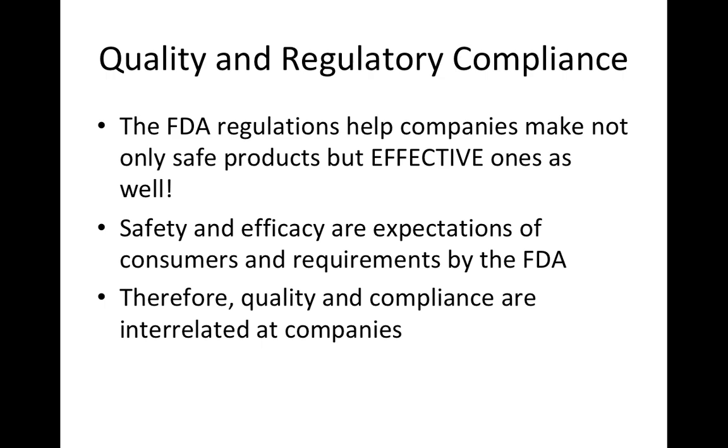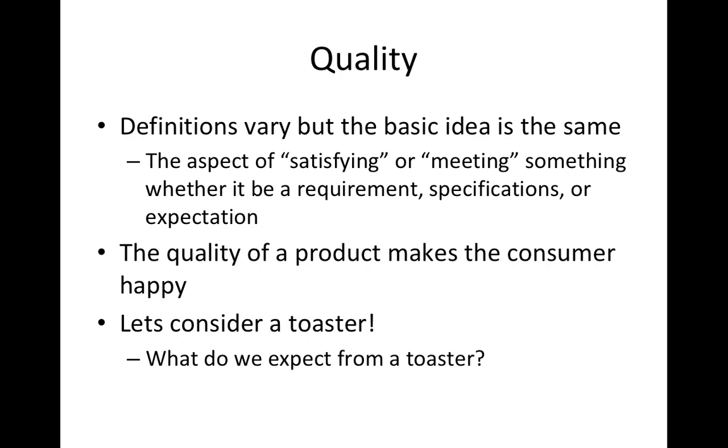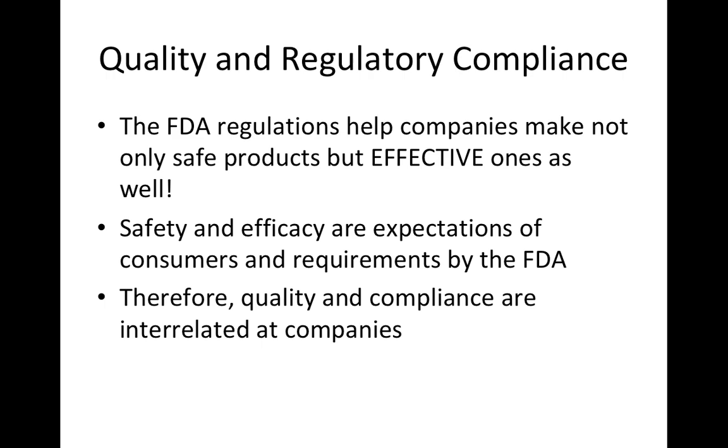Now with quality and the regulations, essentially what the FDA is saying is that we want you to not only make a good, safe product, but it has to be an effective product. So we go back to the toaster. If you make a toaster and it doesn't really toast, are you really happy with that? You wouldn't be, right? The same thing with the FDA. If you're making something, even though it might be harmless, you want to make sure that it does something. Otherwise, why would you want to put anything in your body, right? So you want to make sure that you're producing things that are effective. And that's what the FDA is trying to do.